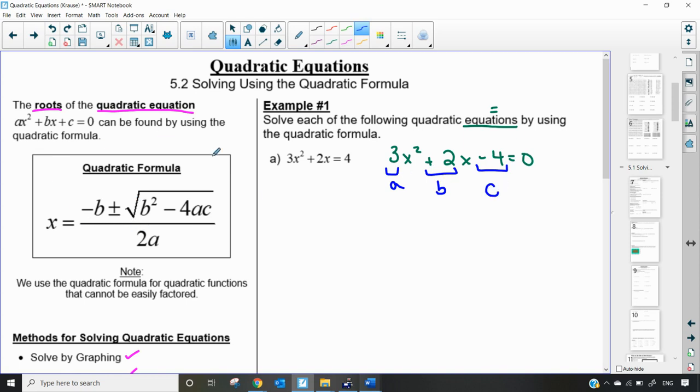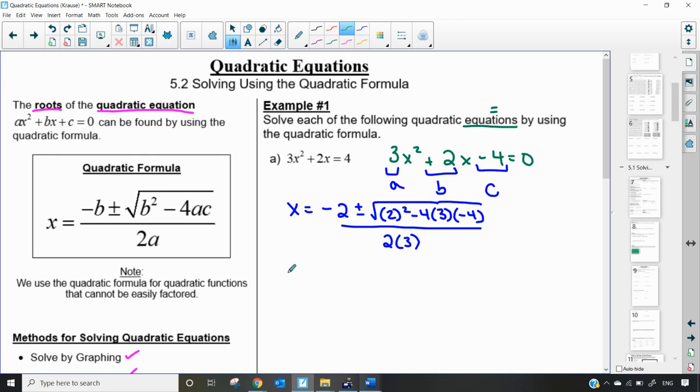And then we can usually, when we're doing the question, write out our formula, but just to save space, I'm going to go straight into the substitution. So that gives us x equals negative b, so negative 2, plus or minus the square root of b squared, so 2 squared, minus 4, times a is 3, times c is negative 4. Again, those signs are super important. And then we're dividing by 2 times a, which is 2 times 3.